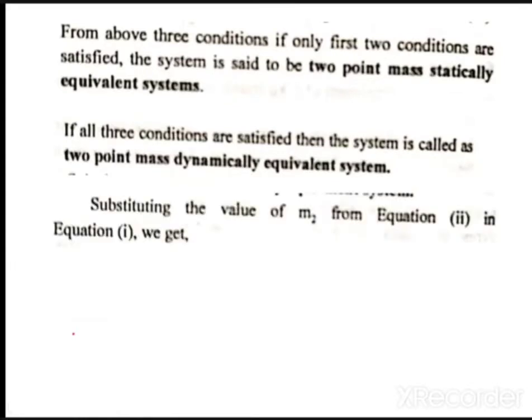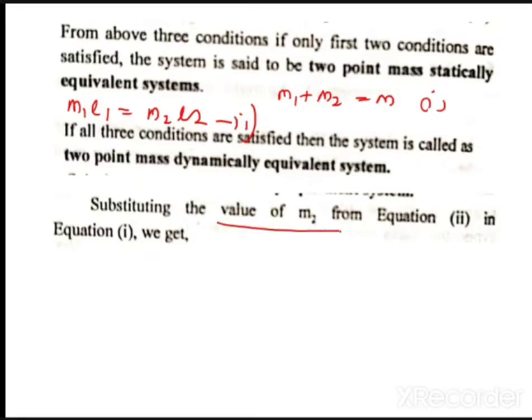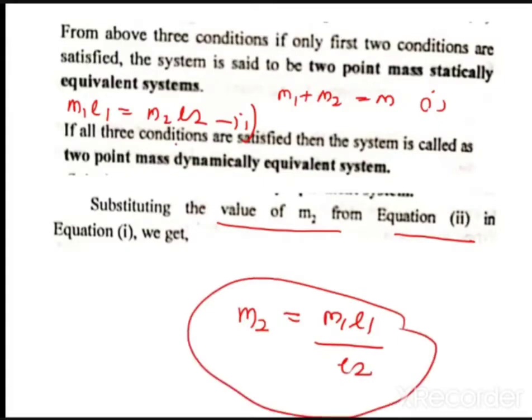Let us substitute the value of m2 from equation 2 in equation 1. What is equation 1? Equation 1 is m1 plus m2 is equal to m. Equation 2 is m1 l1 is equal to m2 l2. From equation 2, the value of m2 is m2 equal to m1 l1 upon l2. So put this m2 in equation number 1.